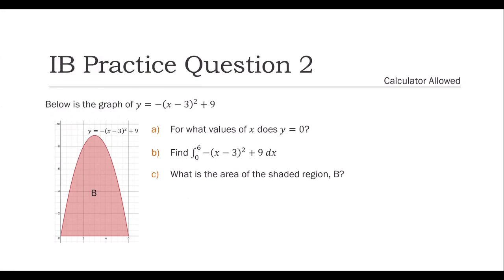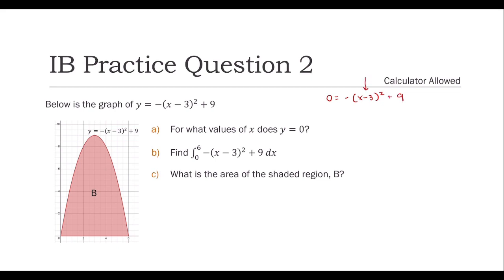Now we have our second IB practice question. It says, below is the graph of y equals negative x minus 3 squared plus 9. Part A says, for what values of x does y equal 0? So y equals 0. So 0 equals negative x minus 3 squared plus 9.